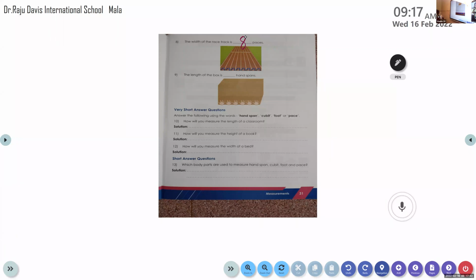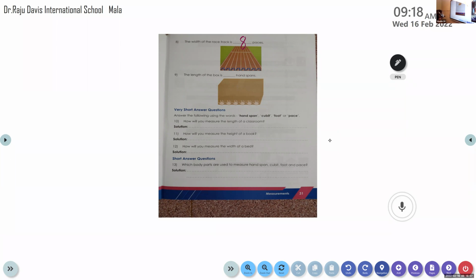The width of the racetrack is dash paces. It is 8 paces. We will do like this. See, 1, 2, 3, 4, 5, 6, 7, 8. So there are 8 paces. Pace means it is a single step taken when walking. Let's move to number 9.